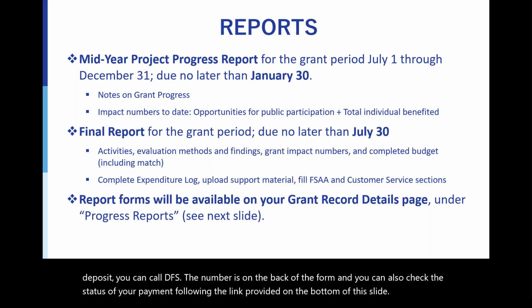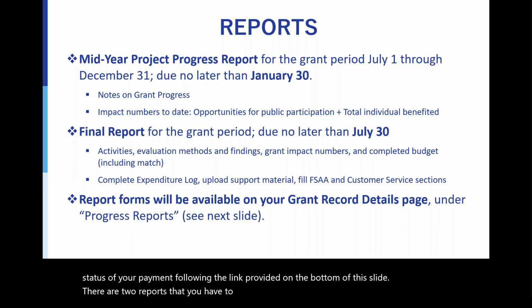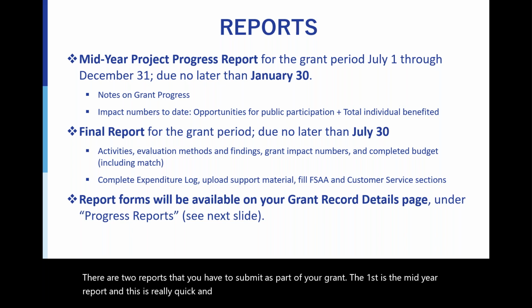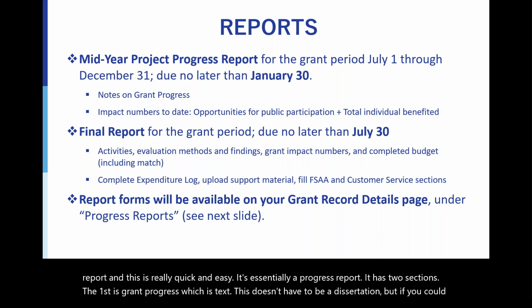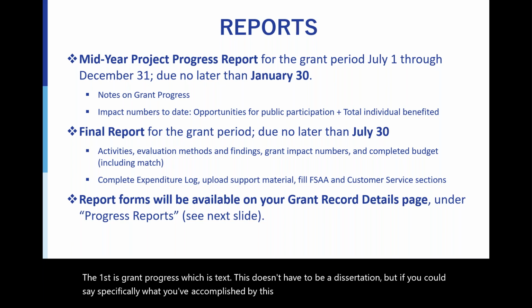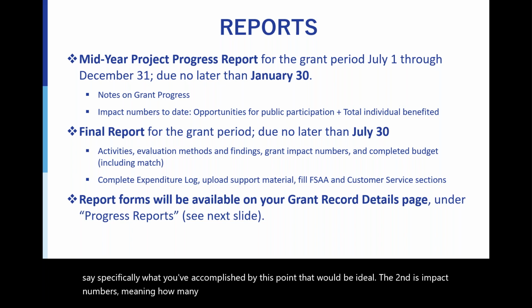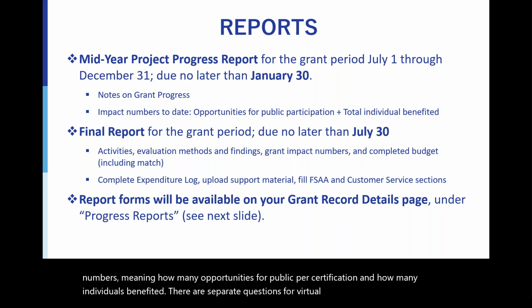There are 2 reports that you have to submit as part of your grant. The first is the mid-year report, and this is really quick and easy. It's essentially a progress report. It has 2 sections. The first is grant progress, which is text. This doesn't have to be a dissertation, but if you could say specifically what you've accomplished by this point, that would be ideal. The second is impact numbers, meaning how many opportunities for public participation and how many individuals benefited. There are separate questions for virtual participation.